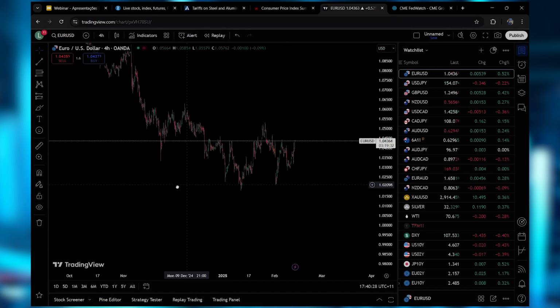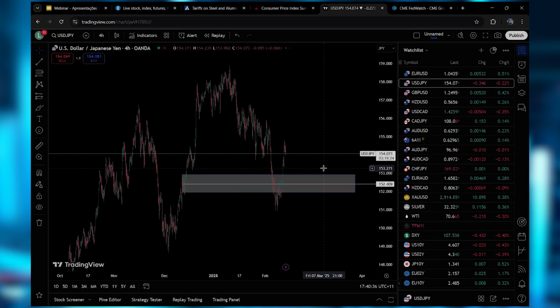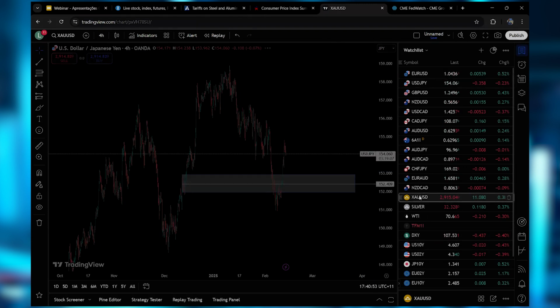Delete all this. Eurodollar is going up, and it's a little bit of a messy technical analysis here. US dollar JPY is going up. From what we've been seeing, the Japanese yen was strong, and now it's going down, and it's not nice. So I guess we should be looking to position some of the portfolio into gold.